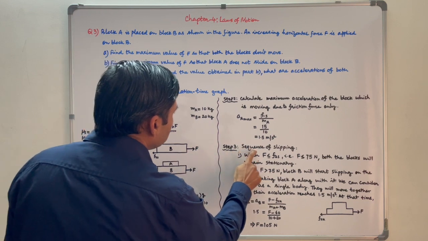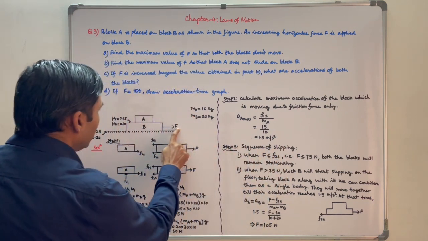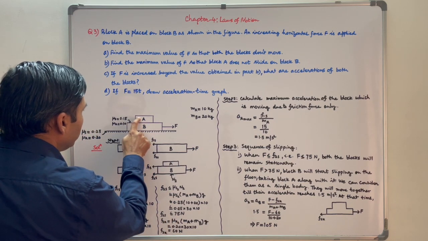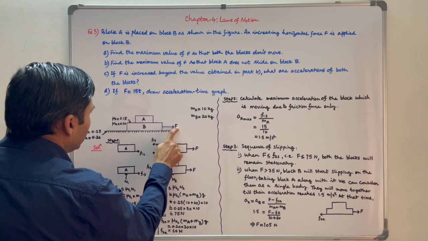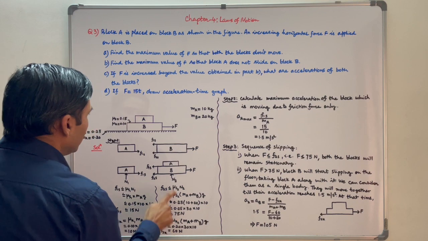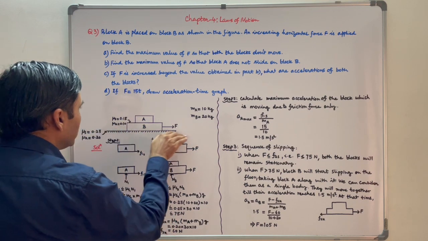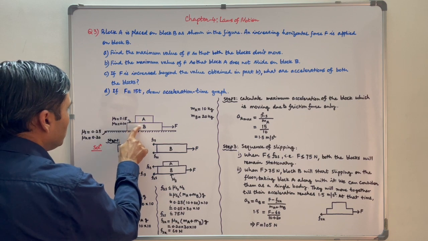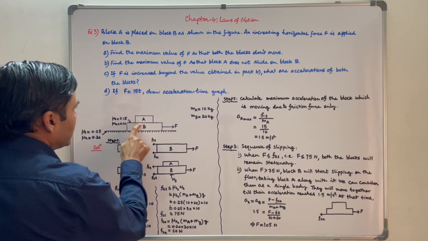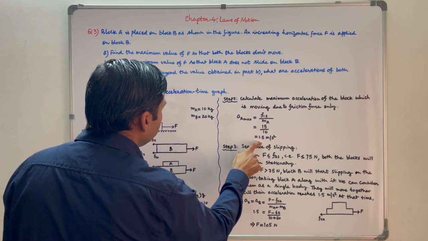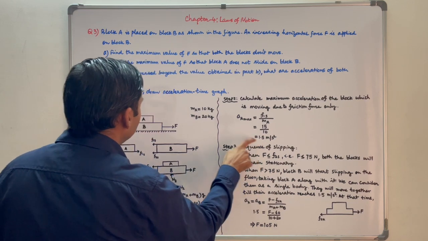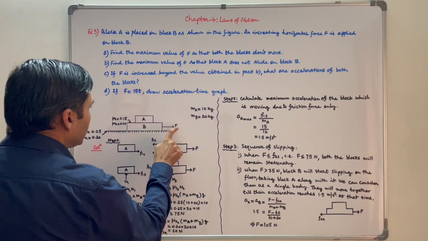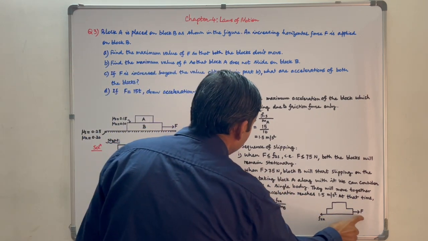Third step, sequence of slipping. When F is less than or equal to 75 Newton, both the blocks will remain stationary. When F is greater than 75 Newton, block B will start slipping on the floor, taking along block A with it. So both the blocks will move together till their acceleration is 1.5 meter per second square. Till that moment, we can consider them as a single body on which external force F is getting applied.